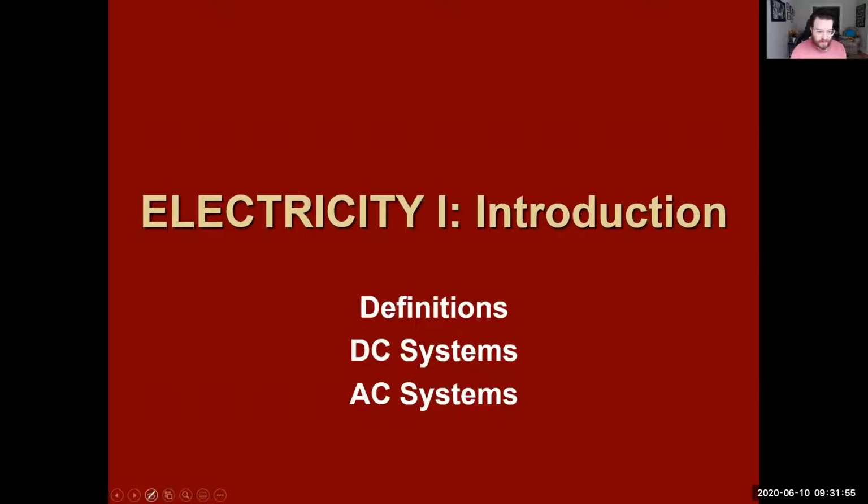Change the pen color because red is not going to work today. Yeah, that'll be good. All right, any questions on steam before we go into electricity?